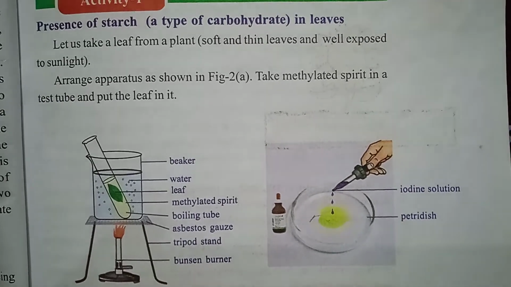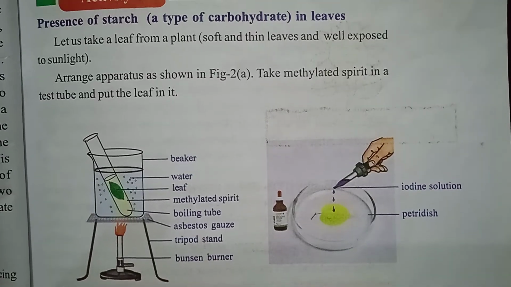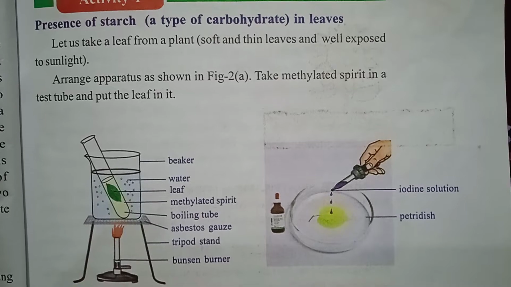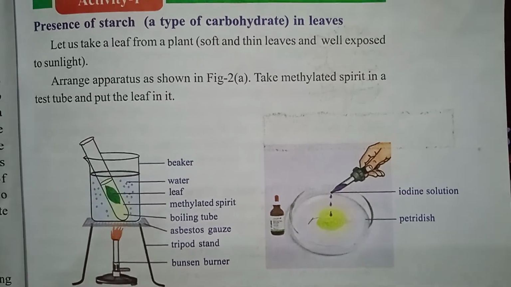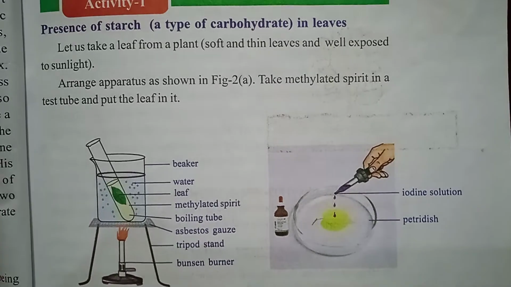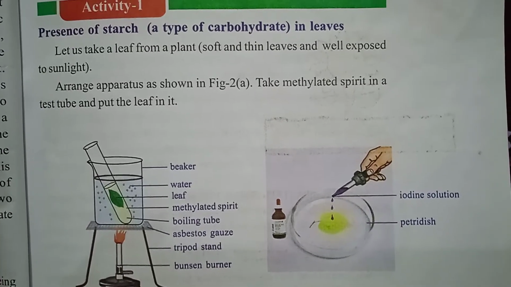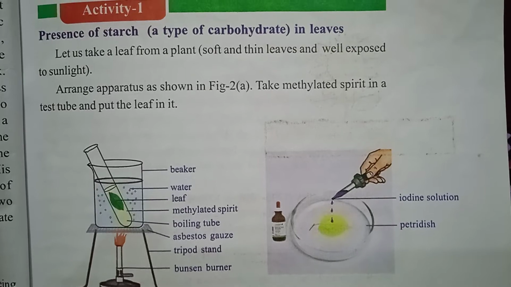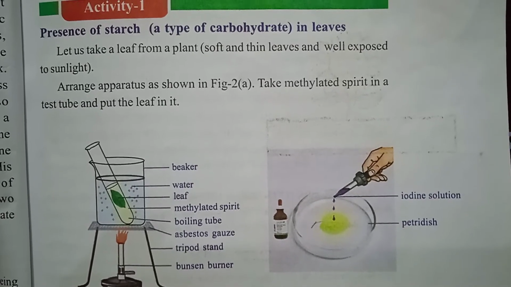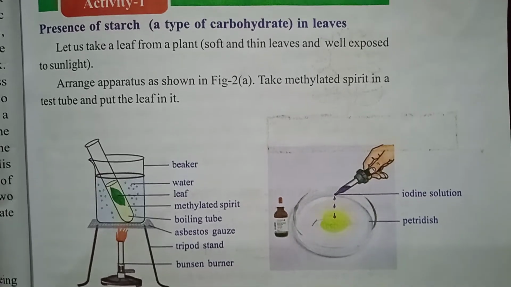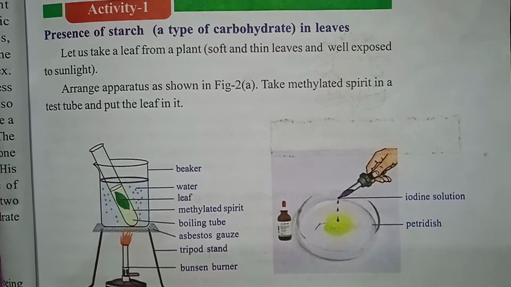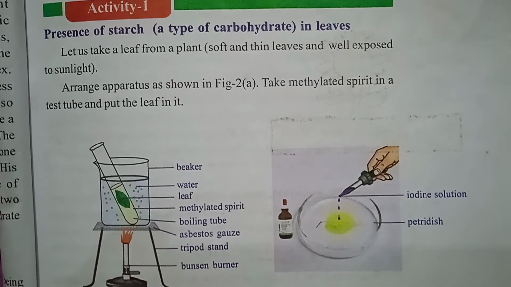After some time you will observe the green leaf turn white. It loses its green color, and the chlorophyll is dissolved in the methylated spirit. The discolored leaf we take out with the help of a brush and keep on the petri dish. After some time we add 1 or 2 drops of iodine on the leaf.